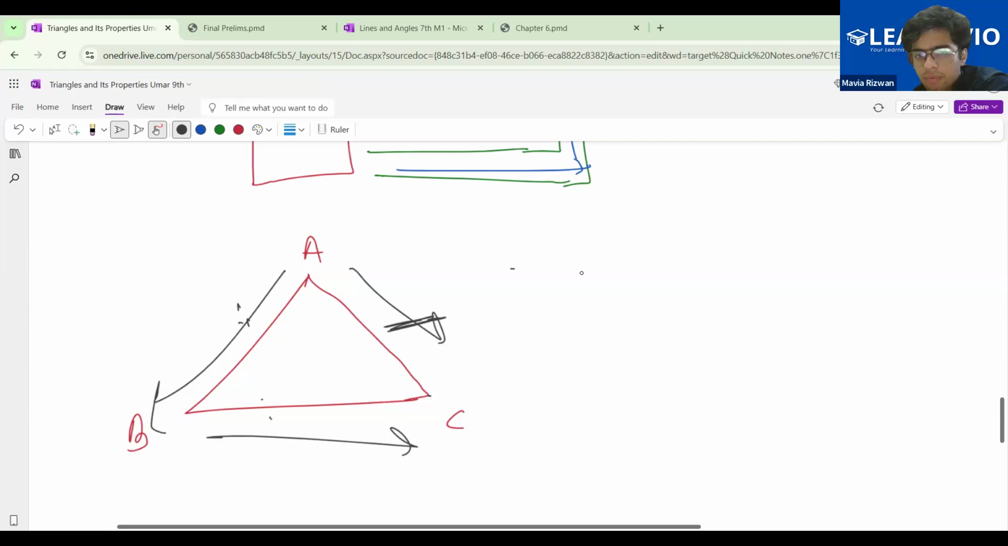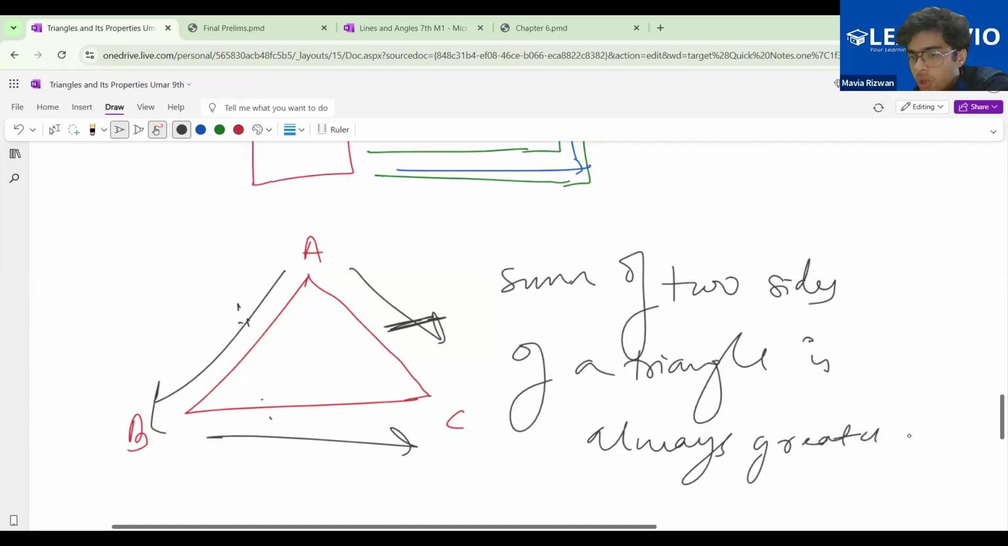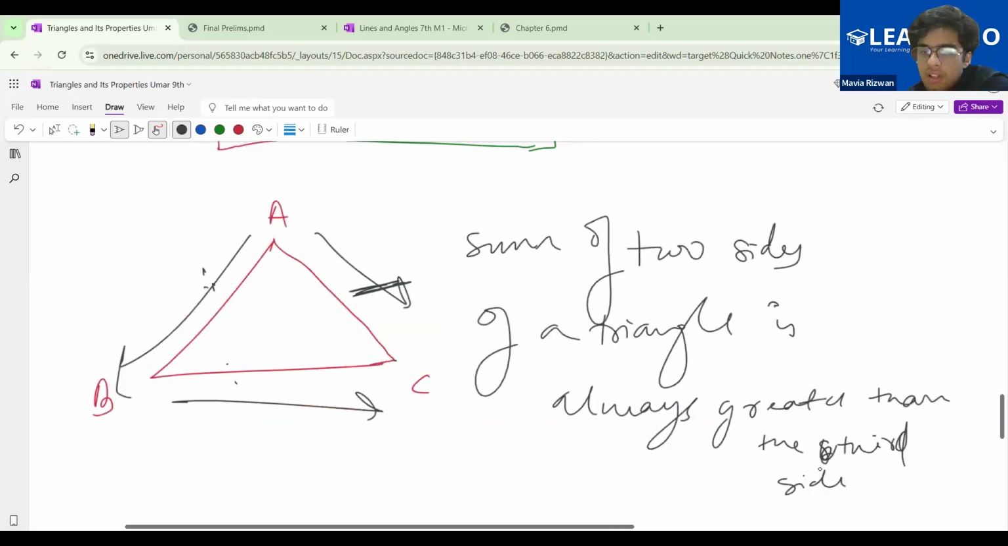The sum of two sides of a triangle is always greater than the third side. Not even equal, that is not possible. Greater than the third side. That is not even possible, that the sum of two sides is less than the third side or equal to it.